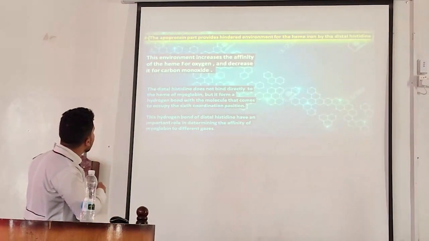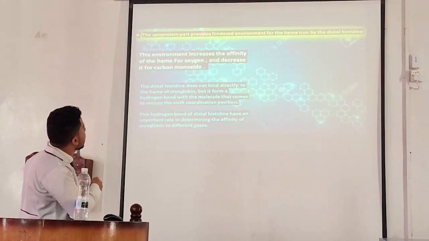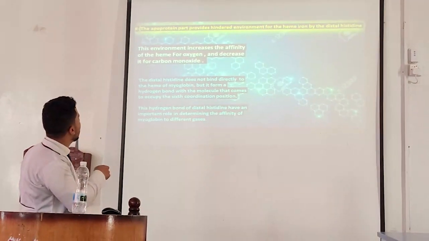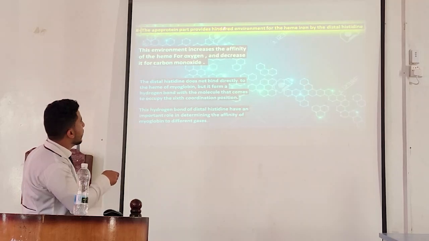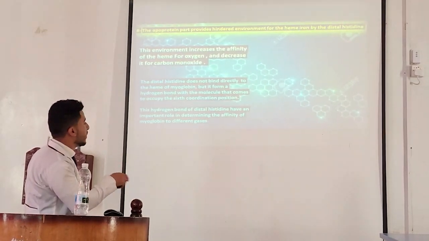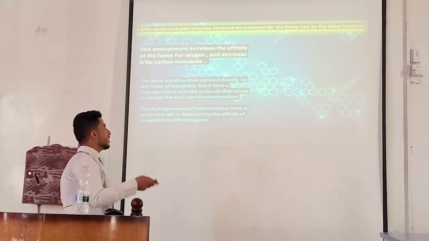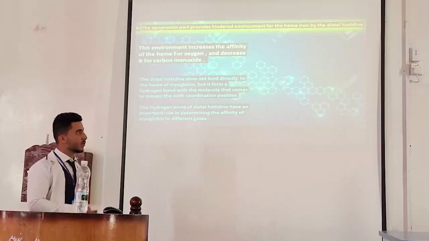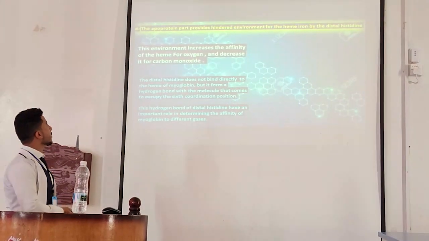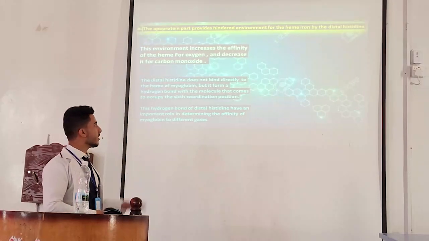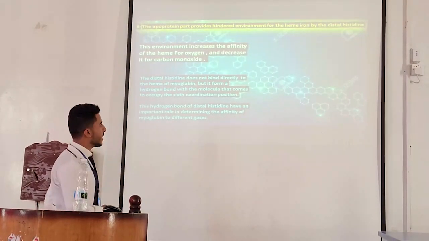The other protein part, that is the globin, the polypeptide chain, provides a hindered environment for the heme iron by the distal histidine. This environment increases and decreases the affinity of the heme for binding with oxygen and carbon monoxide, as we will see.